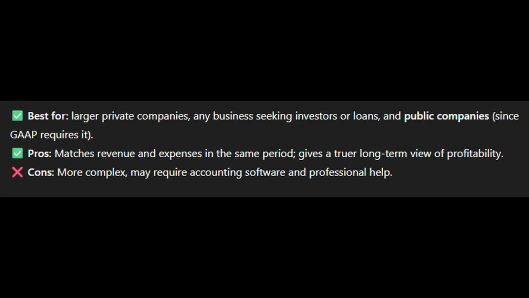This is best for large private companies, any business seeking investors or loans, and public companies, since GAAP requires it. The pros of this are that it matches revenue and expenses in the same period and gives a truer long-term view of profitability. The con is it's more complex and may require accounting software and professional help.